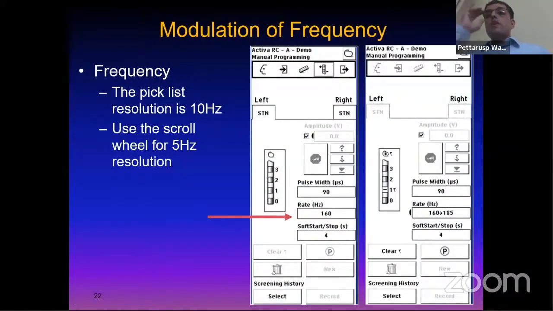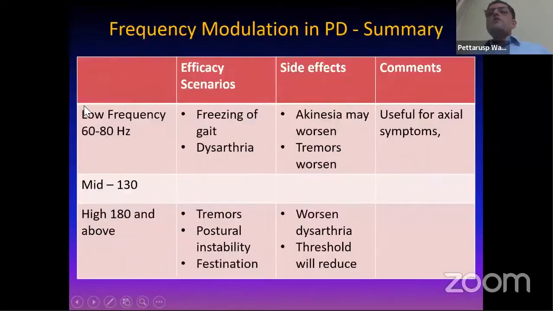So when do you change the frequency? Your frequency range will be low frequencies at 60 Hertz, high frequency going up to 230 Hertz. And this is how you'll adjust the frequency on the Envision. So when do you choose a low frequency stimulation?